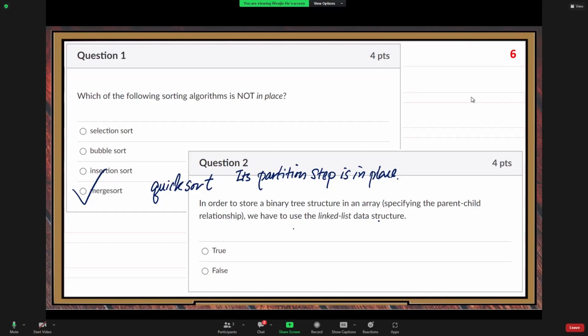In order to store a binary tree structure in an array, a binary tree in a heap, specifying the parent-child relationship, we have to use a linked list. No, false, right? So our heap, for example, we do not use a linked list data structure. So you need to have a specific example in your mind. After you learn the heap, you can do it without a linked list.